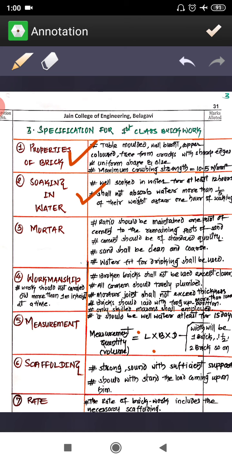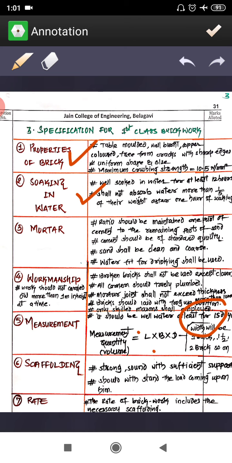Because it is a very important work, you should check the plumbing every time. Level you should check, verticality you should check, horizontality you should check, and it should be well watered for at least 15 days. That you have to keep in mind. One more thing to keep in mind: continuous work should not be there, meaning work should not be carried out more than 1 meter height at a time. And whenever you are going for more than 1 meter, you are supposed to have scaffolding with it. That is what I have written here.